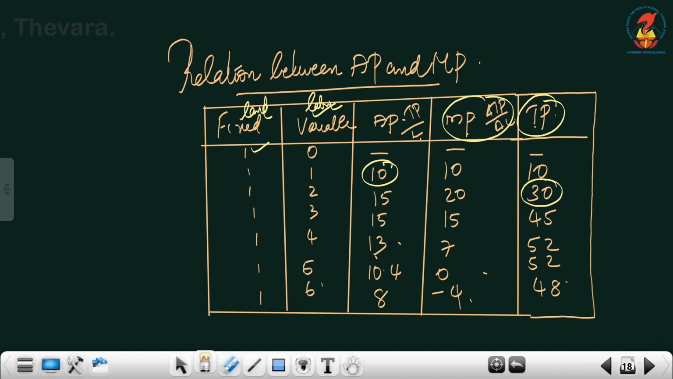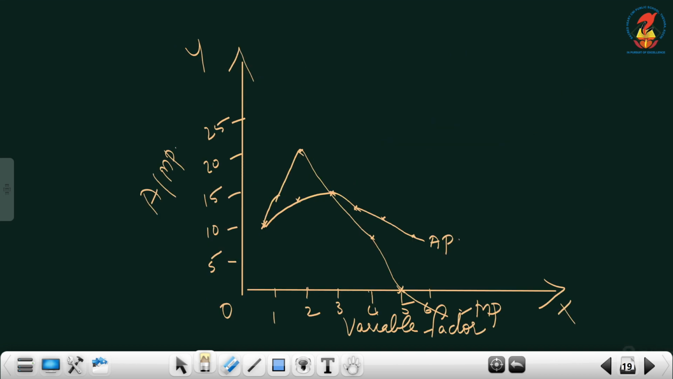Now, 30 is TP. TP divided by 2, 30 by 2 is 15. So, AP is TP by L, and MP, you already know, is delta TP by delta L. Now, based on these values, I have drawn the diagram of both AP and MP, and this is what I got when I drew the diagram.